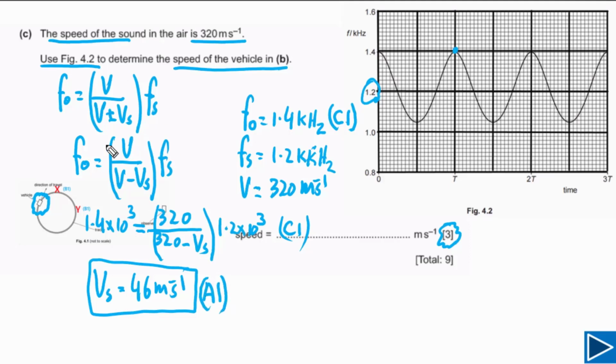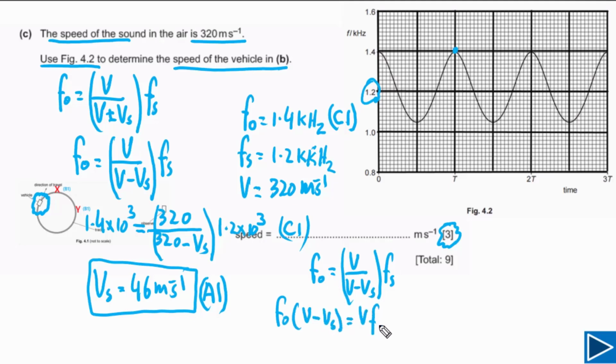Now let me help you a little bit with how to rearrange this formula, as maybe some students are not clear how to rearrange to get v_s. The simple way is to cross multiply. So you will get f0 times (v - v_s), and this will be equal to v times f_s. Now we need v_s, so we can divide by f0 on both sides. We can cancel this one here, so we are left with v - v_s, and this will be equal to v times f_s divided by f0.